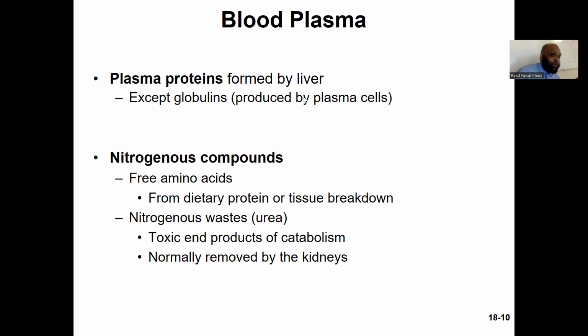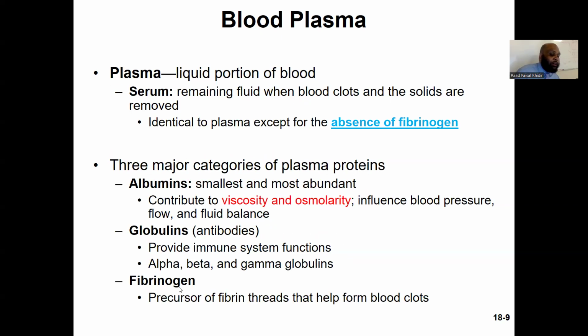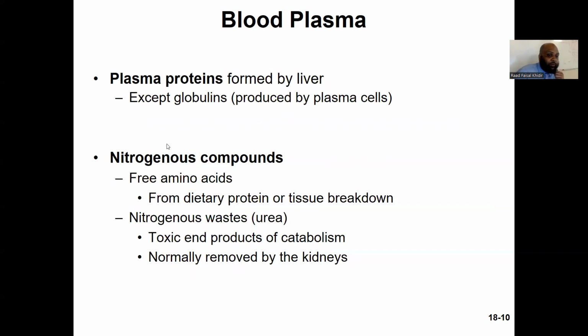But the albumins and the fibrin protein are made by who? Who makes these proteins? The albumin and fibrinogen. The liver. Excellent, the liver.